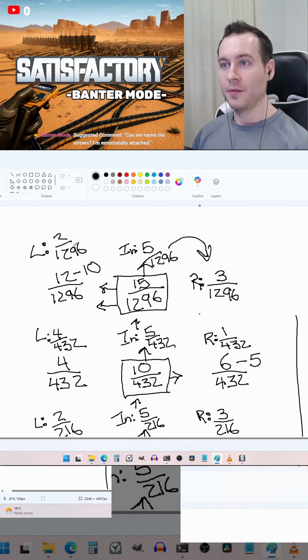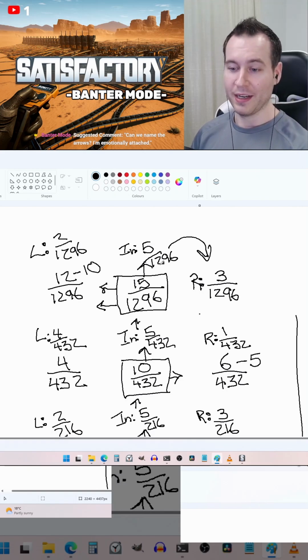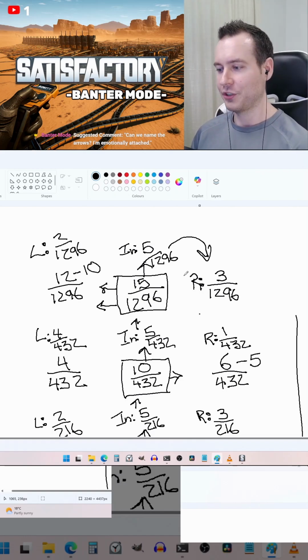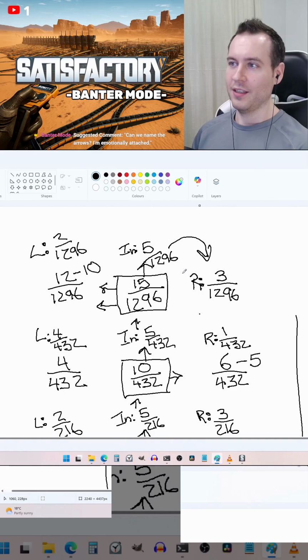Can we name the arrows? I'm emotionally attached. Yes, you can name the arrows. Go ahead and name the arrows if you like, especially if you're emotionally attached. I'm glad that you're emotionally attached, commenter on YouTube.